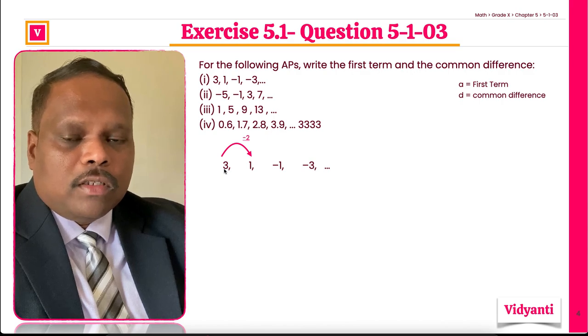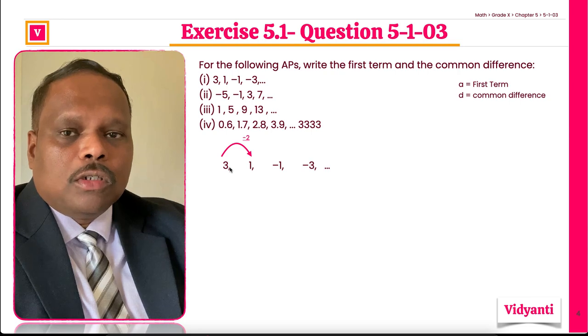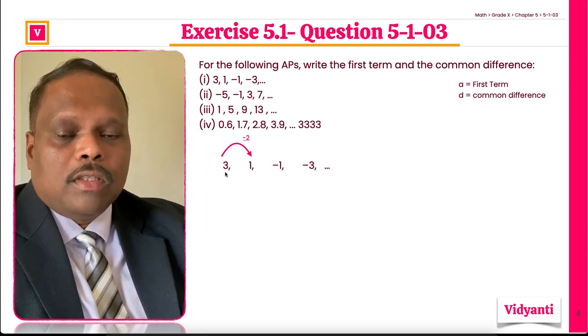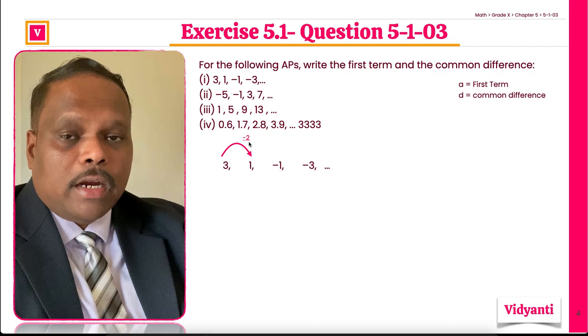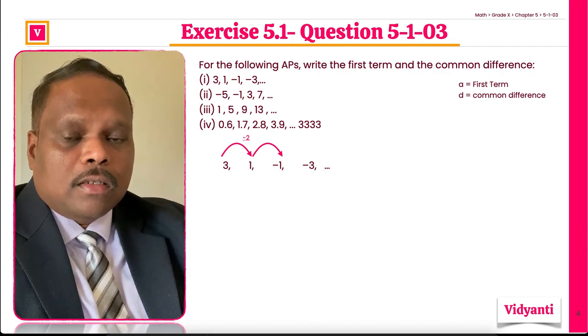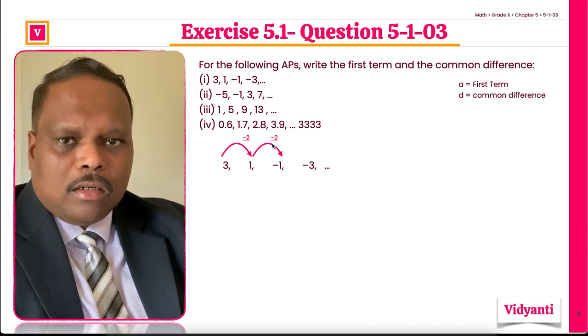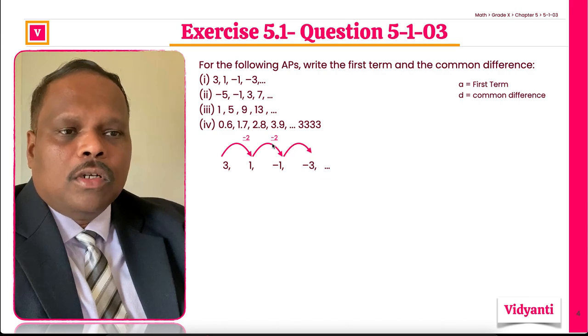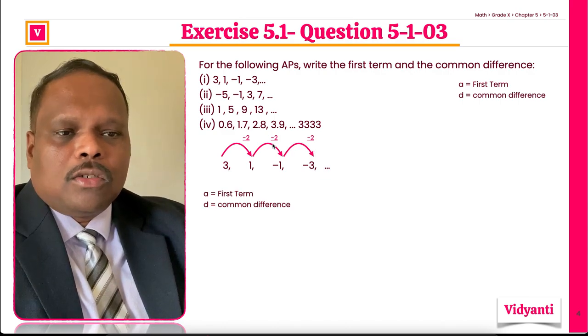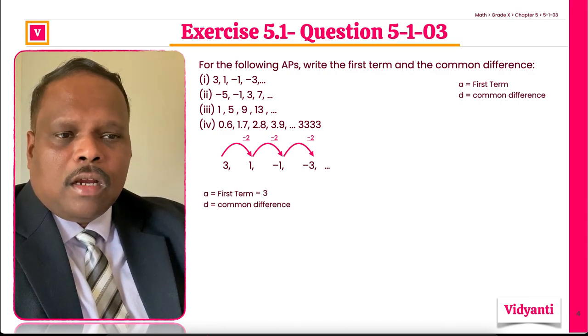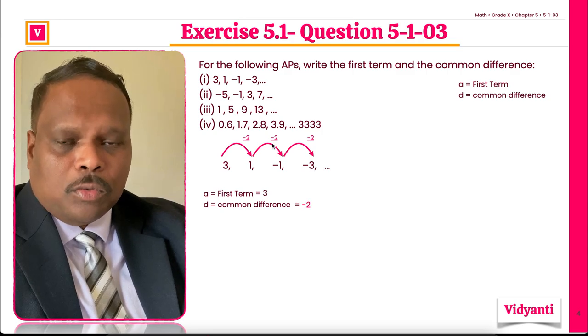So here the common difference is how much I have to do in order to go to the next term starting with the previous term. So here the common difference will be -2. Let's cross check whether it is consistent, and then only we can mark this as being an AP. From 1 to -1, I have to add -2, or indirectly I have to subtract 2, and the same thing is true for the next term. So that means here the first term is 3 and the common difference is -2.